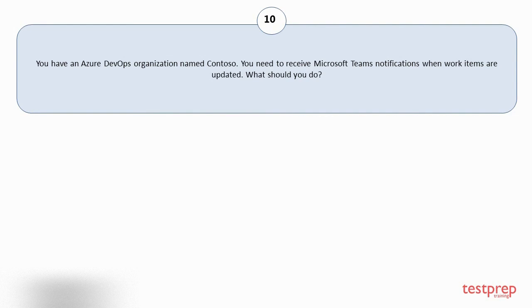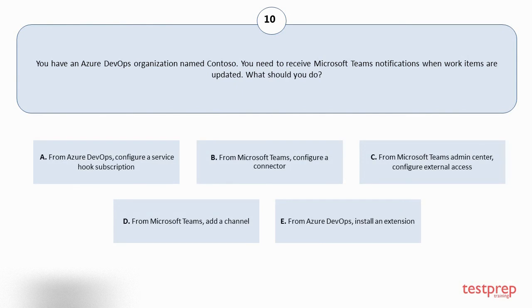You have an Azure DevOps organization named Contoso. You need to receive Microsoft Teams notifications when work items are updated. What should you do? Your options are A. From Azure DevOps, configure a service hook subscription, B. From Microsoft Teams, configure a connector, C. From Microsoft Teams Admin Center, configure external access, D. From Microsoft Teams, add a channel, E. From Azure DevOps, install an extension. The correct answer is option A.